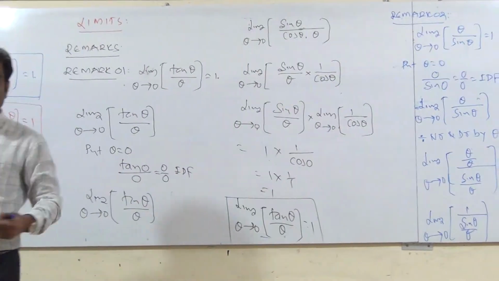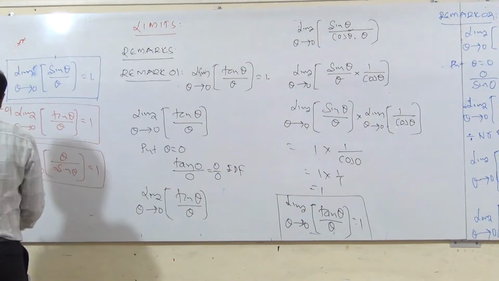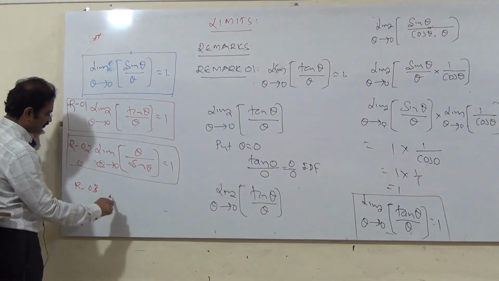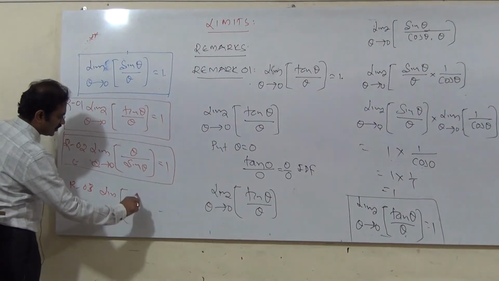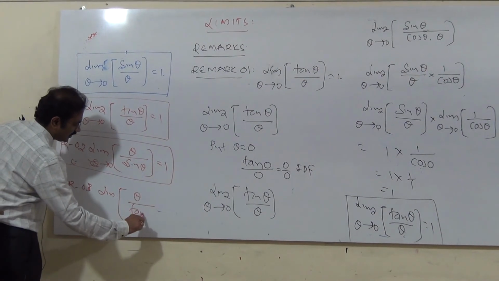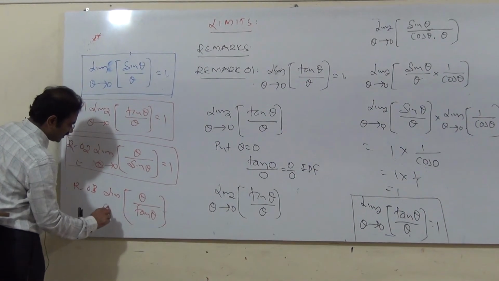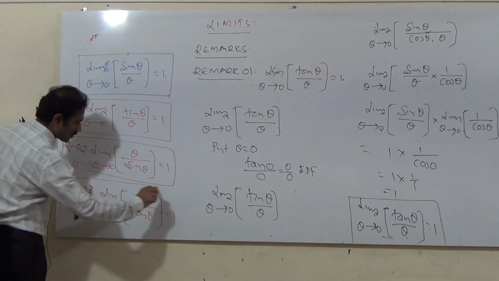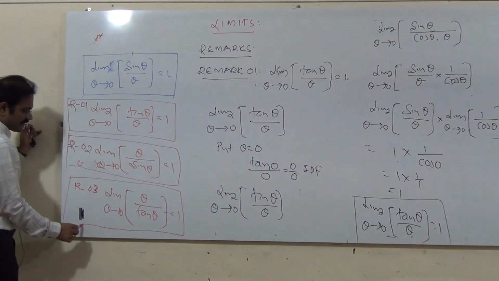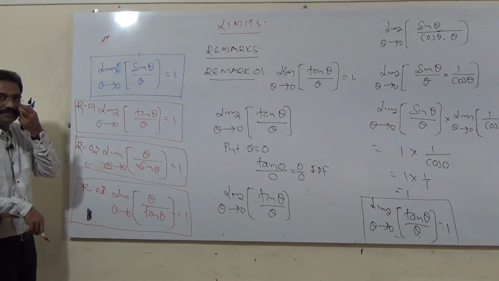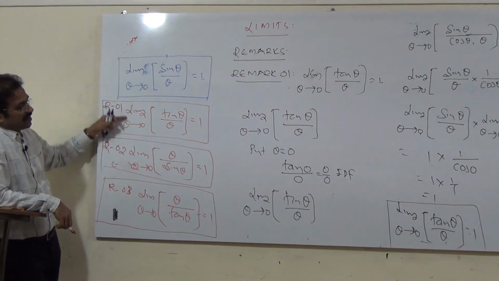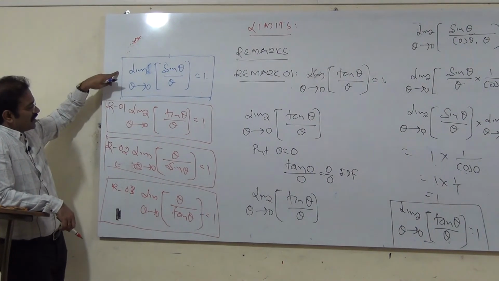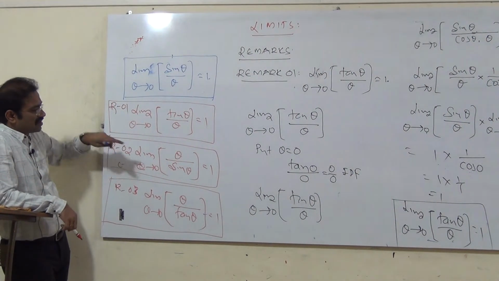alright, the third remark. What is our third remark? Remark number 3: limit of theta by tan theta as theta tends to 0 is equal to 1. This is one more. This is the fourth remark. This is the main rule and these two are the remarks.